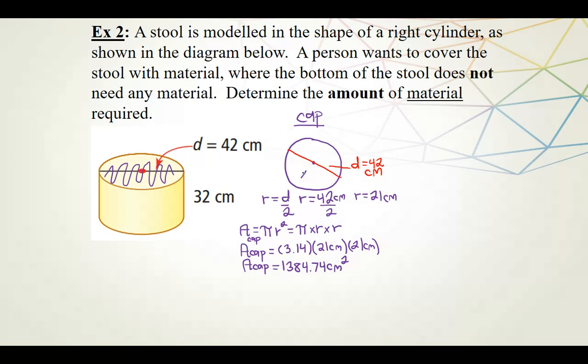Now we're only going to do this one time, because we're not covering the bottom of the cylinder, or the bottom of the stool, with material, so it's just going to be times 1 here. Okay, now the curved segment. If we make a cut along the label and unfold it, it's going to be a really long rectangle. So let's start the rectangle here, go over like that. The height of the rectangle, I can see in the picture, is 32 centimeters.